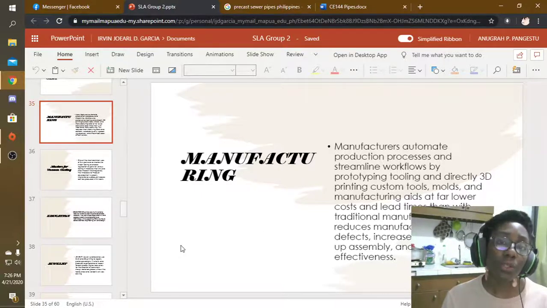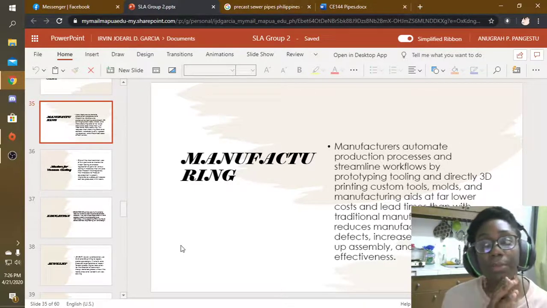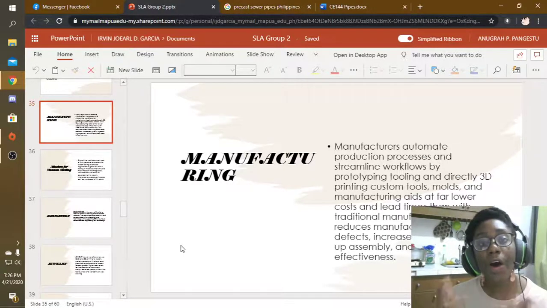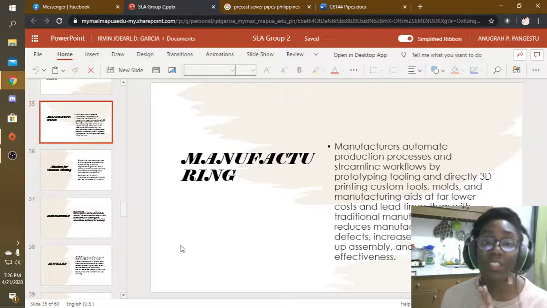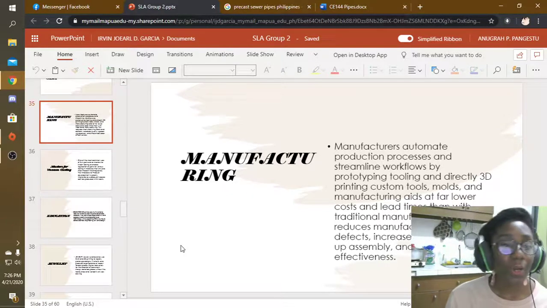And this is actually very good for students who are carrying out thesis programs because they don't have to wait for a long period of time to get their thesis ready and they don't have to be delayed. Okay, next.